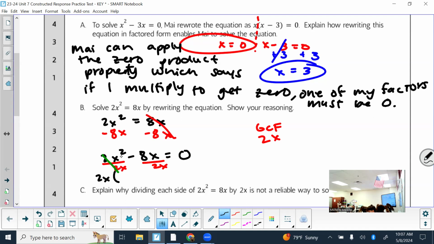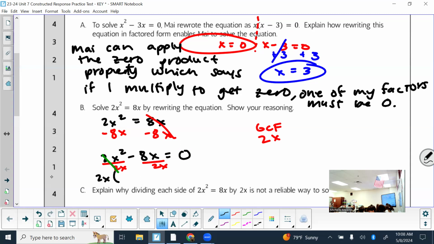X squared divided by x. Your calculator will not do that for you. So if x times x is x squared, then x squared divided by x is... I know a lot of time on this problem, so I'm not gonna tell you.